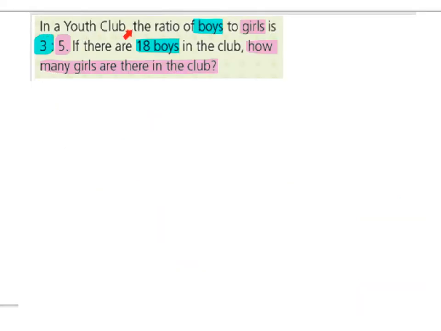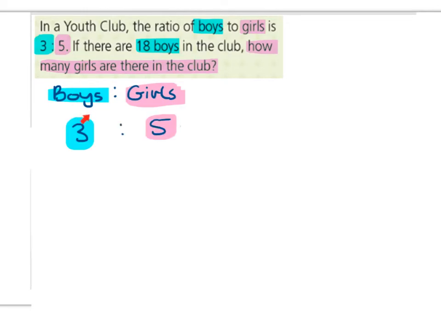In a youth club, the ratio of boys to girls is 3 to 5. If there are 18 boys in the club, how many girls are there in the club? So we write out the ratio. So we've got boys to girls, and it's in the ratio of 3 to 5. So it's very important that underneath boys you put 3 and underneath girls you put 5. If you put them the other way around, it's completely wrong. The order is extremely important in ratio. So boys to girls is 3 to 5.